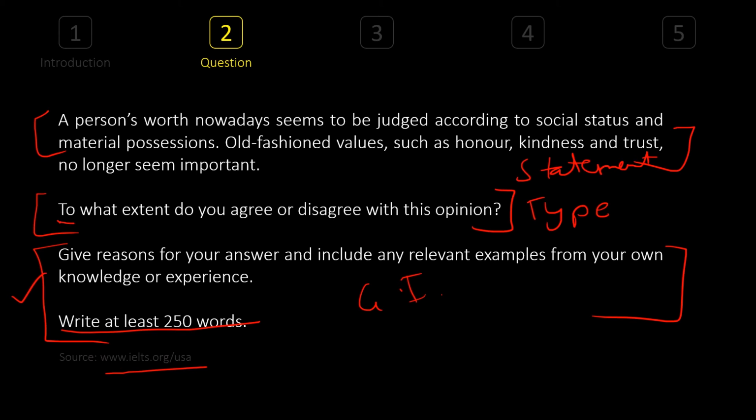Now, based on this, it is clear that this is an agree or disagree kind of essay. Don't worry about the technical wordings I'm using. In the coming lessons, when we are watching question types, you will understand this part in detail. But for now, our main focus is the question part.